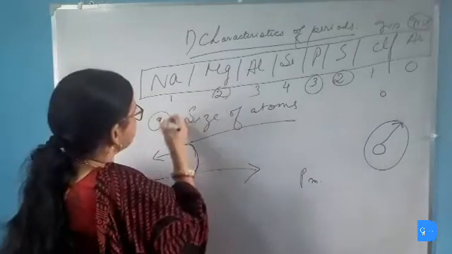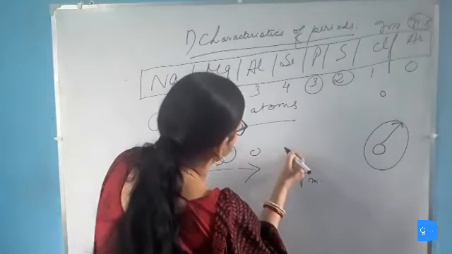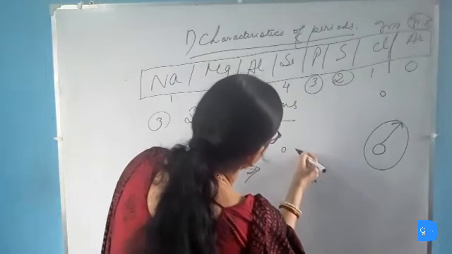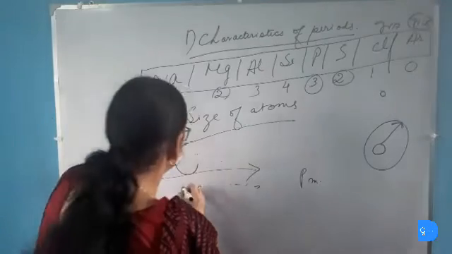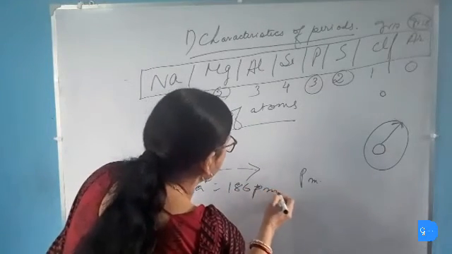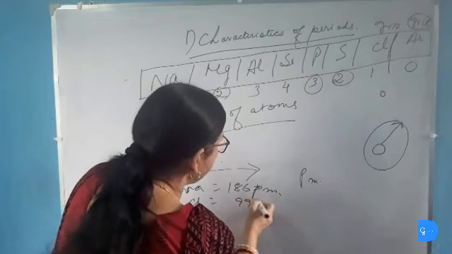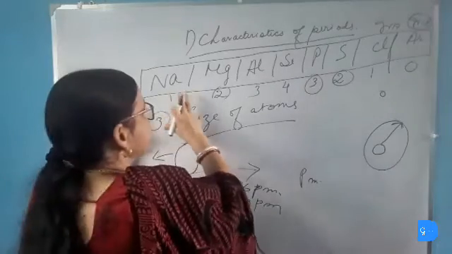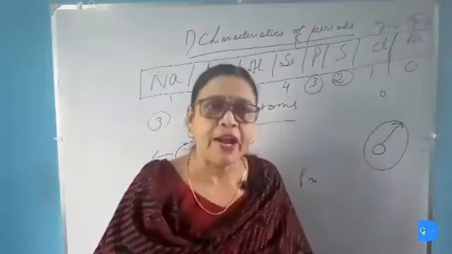So sodium is the biggest, then comes magnesium, then aluminium, then silicon, then sulfur, then chlorine. So we can see in the third period, sodium has an atomic radius of 186 picometers, whereas chlorine has an atomic radius of 99 picometers. So the size of the atom decreases as we move from left to right of the period.